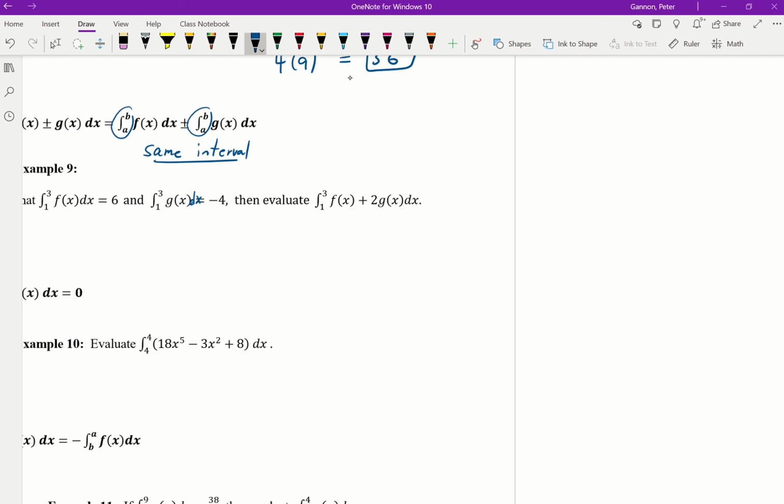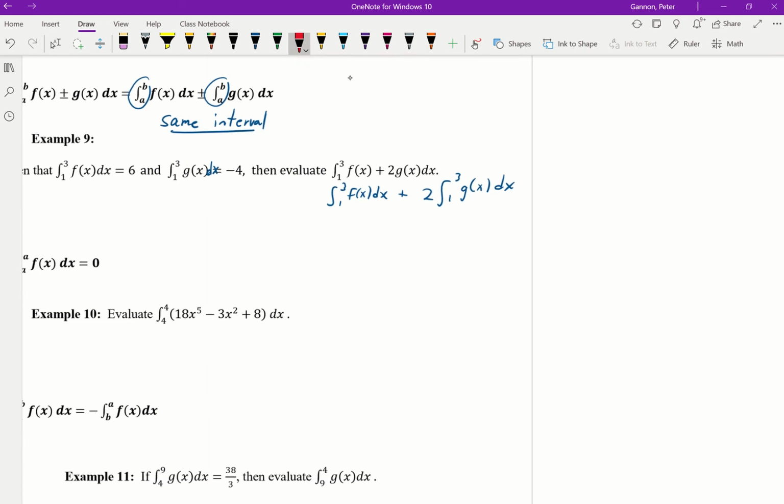So what you can do, I'll just write this out, is think about this as the integral from 1 to 3 of f of x dx plus 2 times the integral from 1 to 3 of g of x dx. And then purely through substitution, the integral from 1 to 3 of f of x dx is 6 plus 2 times the integral from 1 to 3 of g of x, which was negative 4. So 6 minus 8 is negative 2. And that's how we would answer that question.